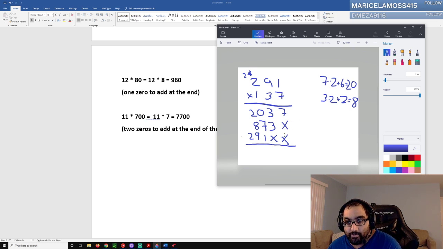So knowing that x is 0, here we get 7. 3 plus 3 is 6. 7 plus 1 is 8. 2 plus 8, 10, plus 9 is 19. So we carry the 1 here. And here we go. We have our final answer here of 39,867.